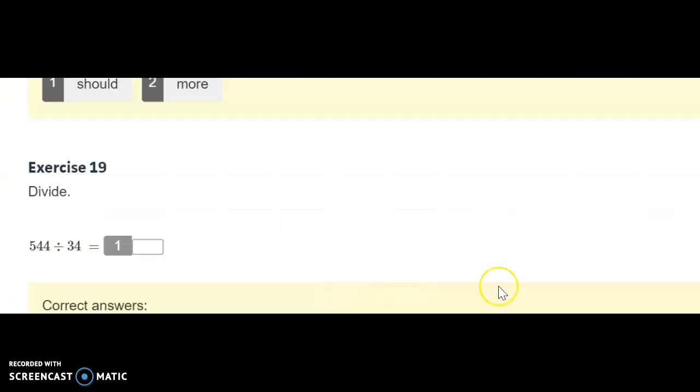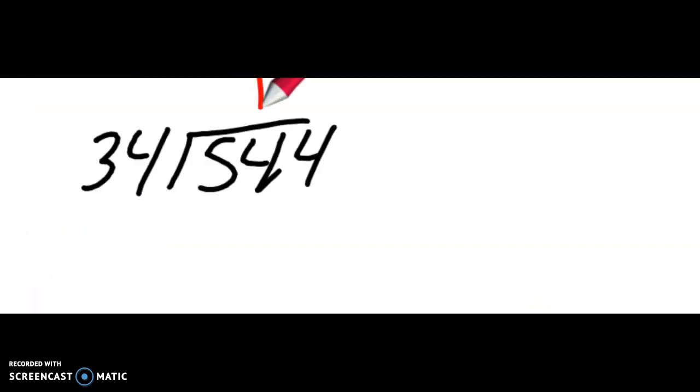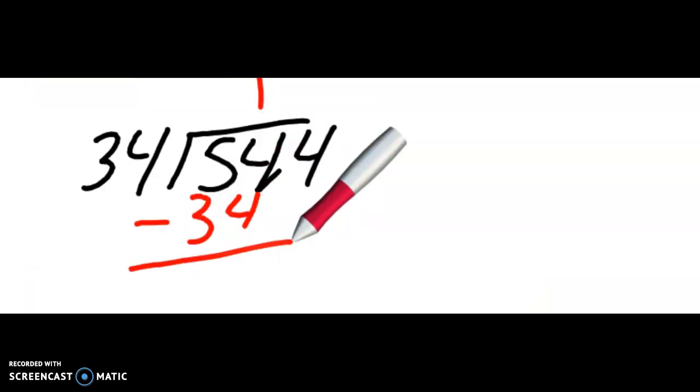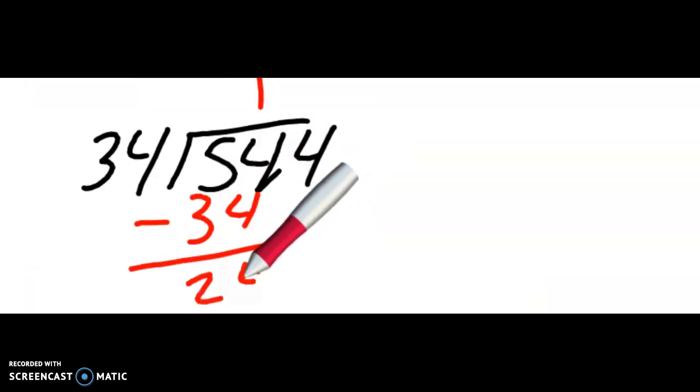Number 19 is division. You can do it. 34 goes into 544. 34 is going to go into 54 one time. Then you subtract your 34. I'll go ahead and start it. 34 goes into 54, and then we subtract that out. And there you just keep on going.